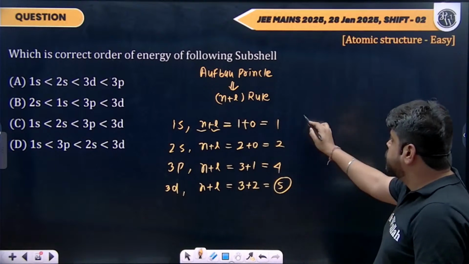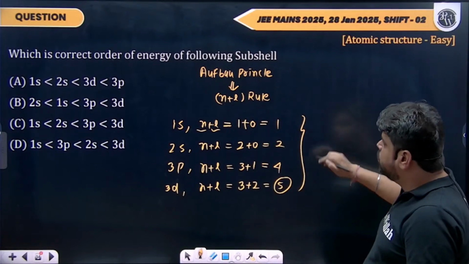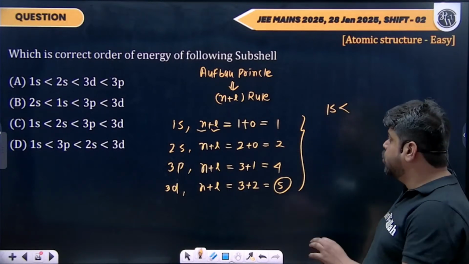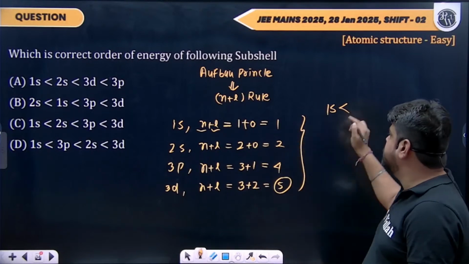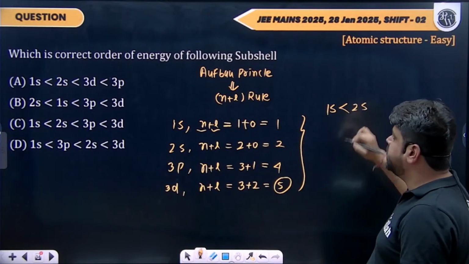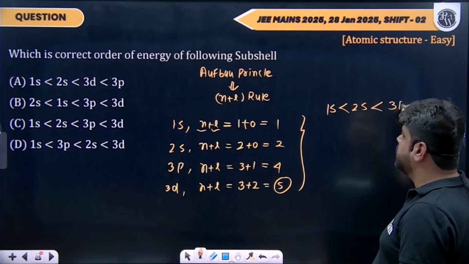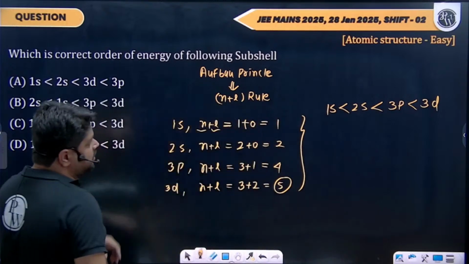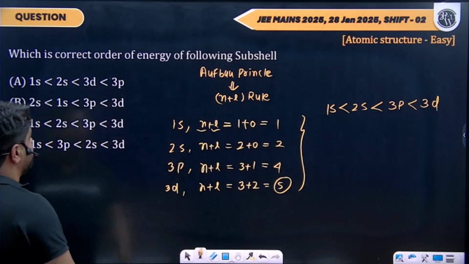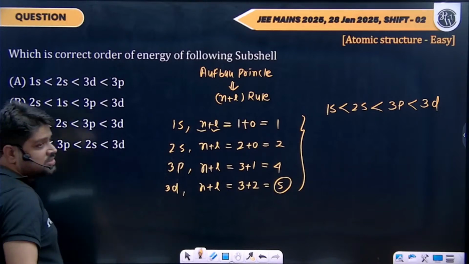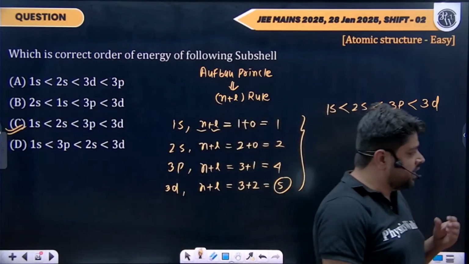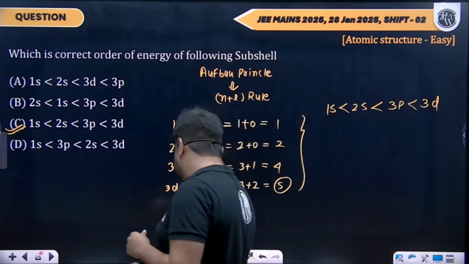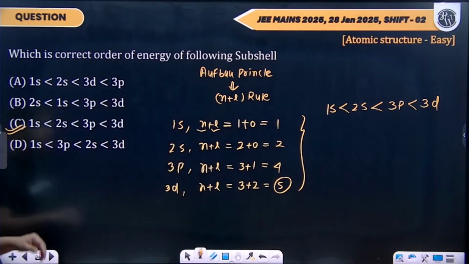So from this, we get to know the energy order. Those subshells which have a lower value of n plus l get lower energy. So 1s gets the lowest energy, after that 2s, after that 3p, and after that 3d. So 1s has the lowest energy and 3d has the highest energy in the subshell order. So the answer is C. This question is again asked from atomic structure and it is also from the easy part. So let's move forward to the next question.